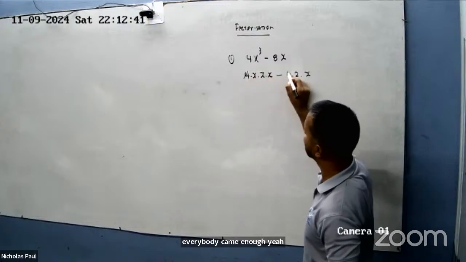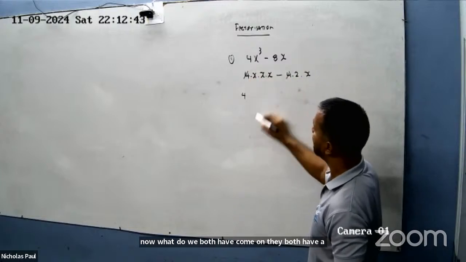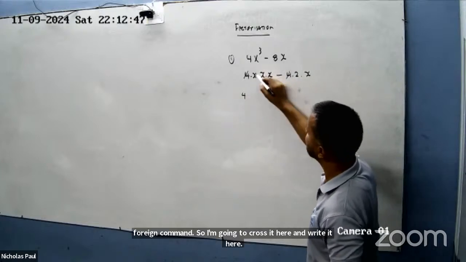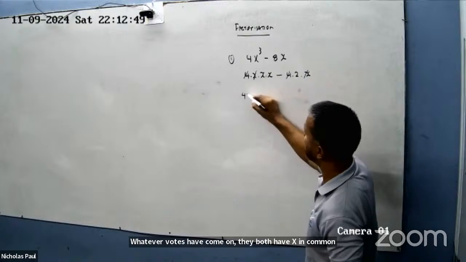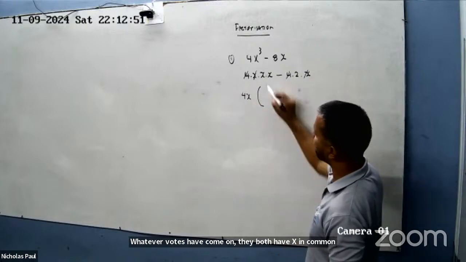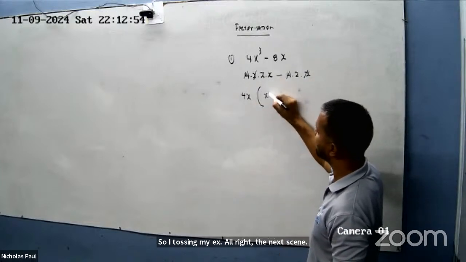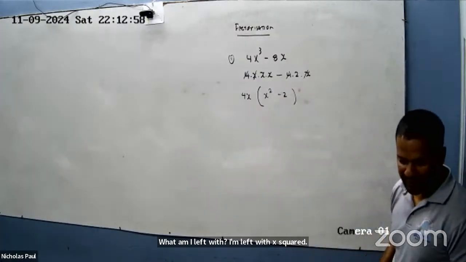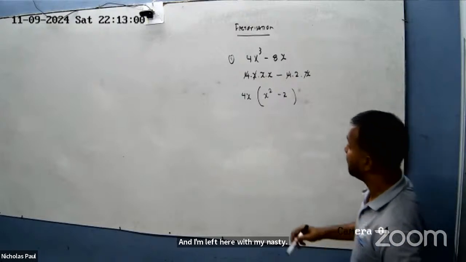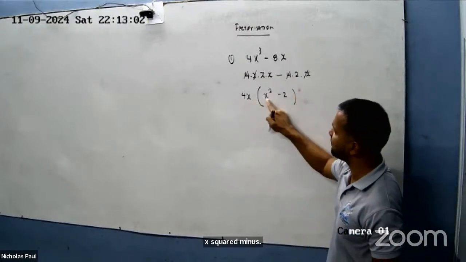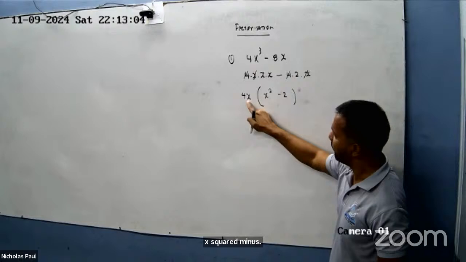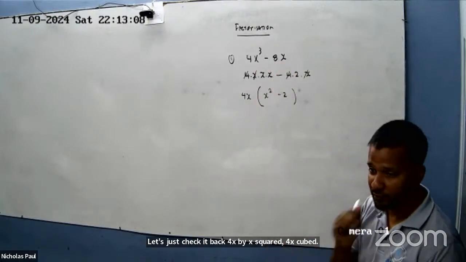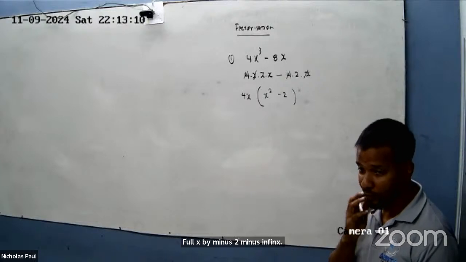So I'm going to cross it here and write it here. What do they both have in common? They both have x in common. So I write crossing off x and I write an x here. What am I left with? I'm left with x squared and I'm left here with minus 2. So it's x squared minus 2. Right? Let's just check it back. 4x by x squared, 4x cubed, 4x by minus 2, minus 8x. That's it. Done. Okay?